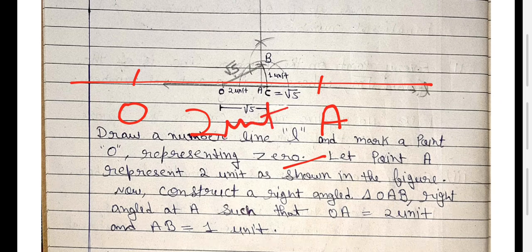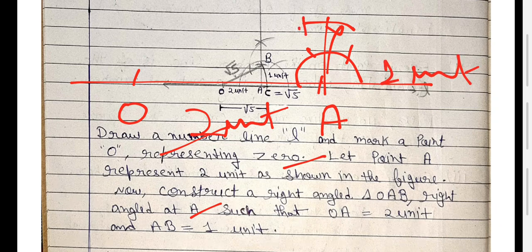Now construct a right angle triangle OAB, right angle at A. It means at point A you have to make a right angle. All of you know how to make a right angle. You have to make it at point A such that OA is equal to 2 units and AB is equal to 1 unit. It means you have to cut 1 unit from there and write B here.